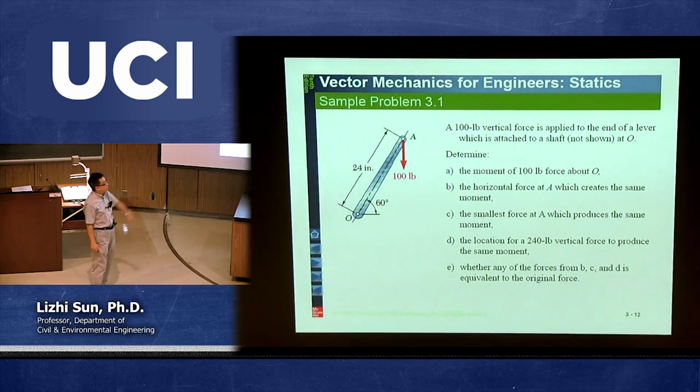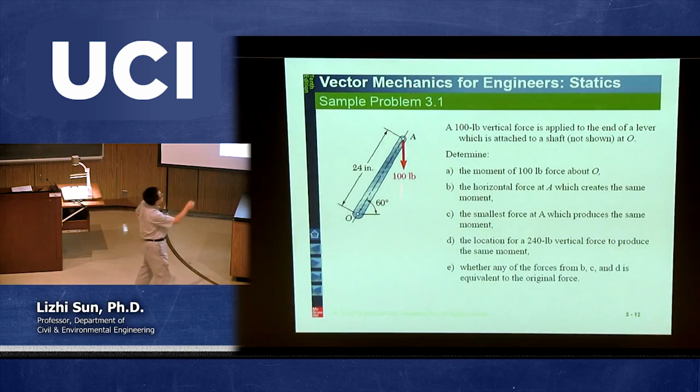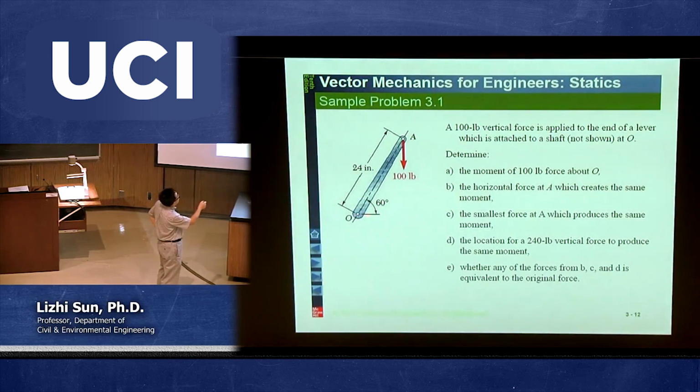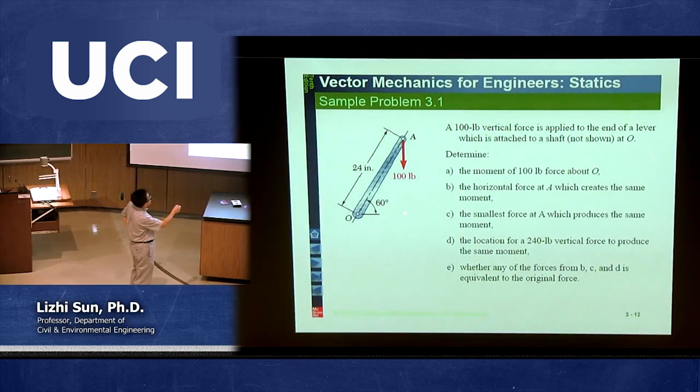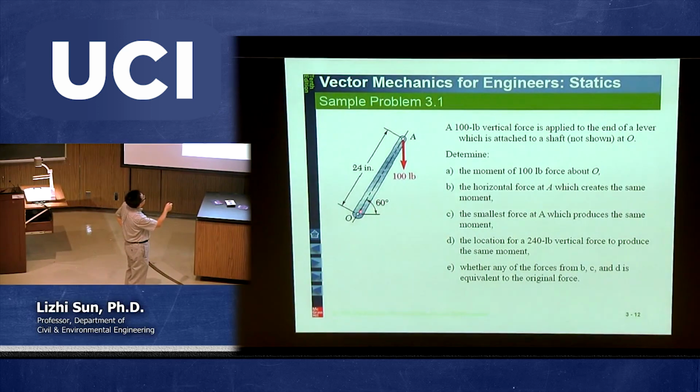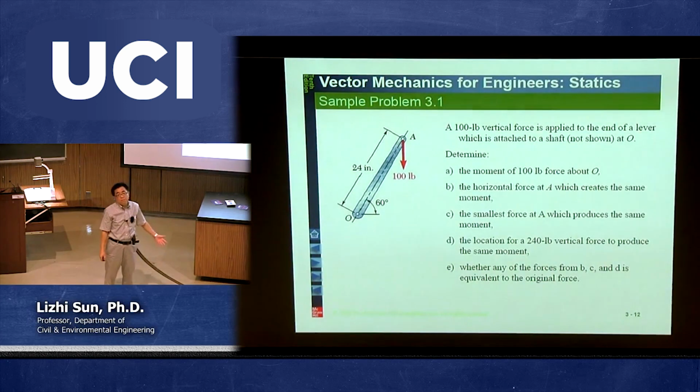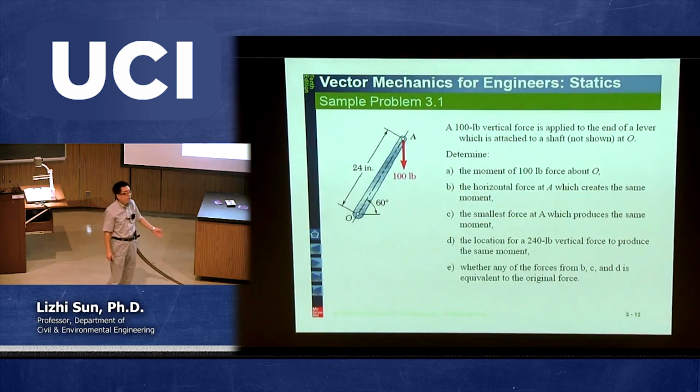So now let's go back to look at the short distance. By definition, the short distance is from the point you want to calculate the moment, that's point O, to the force line. This is the force line, the vertical direction. What's the short distance? This is the short distance. From this triangle, you have 24 times cosine of 60 degrees, which is sine 30. That's half, so that's 12. That's extremely easy for us to figure out the magnitude of the moment, which is 100 pounds times 0.5.